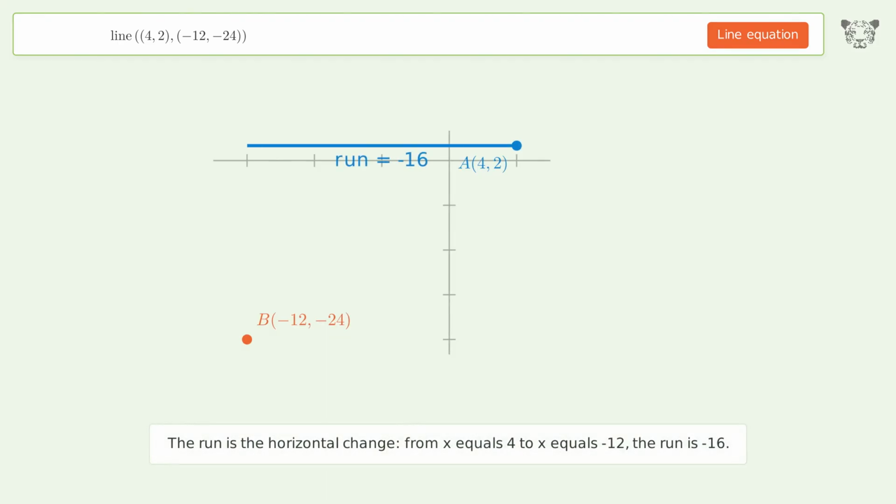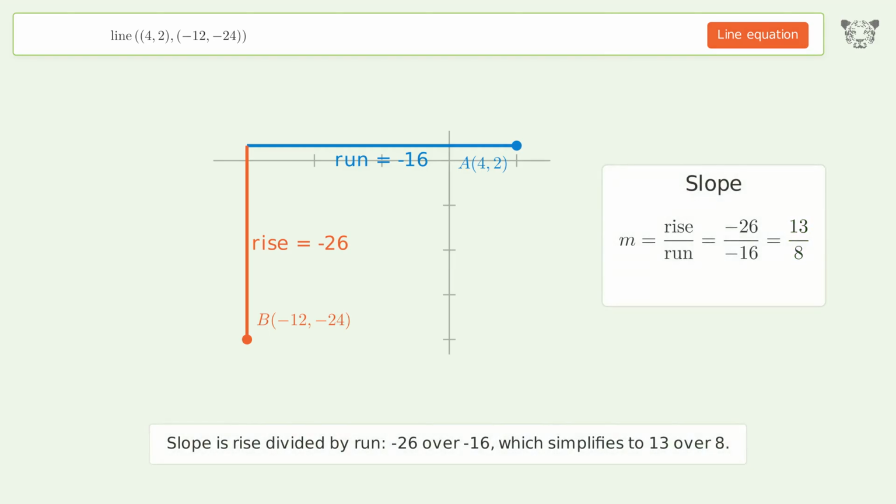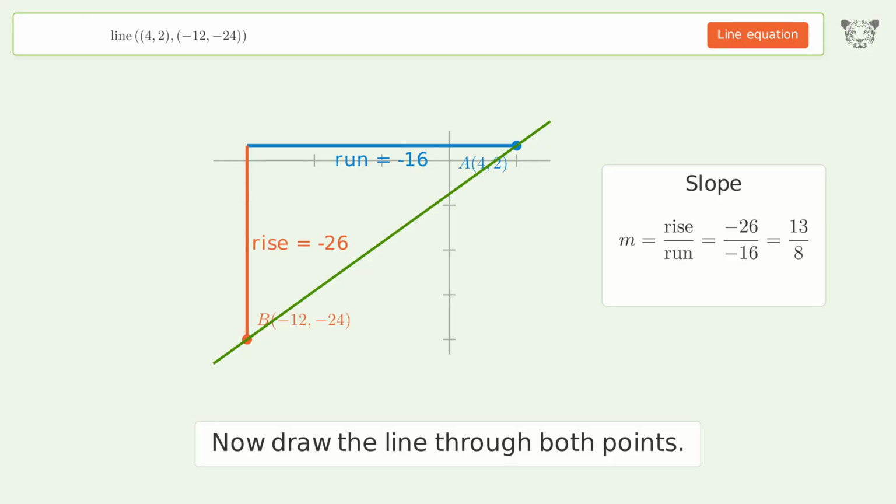The run is the horizontal change, from x equals 4 to x equals -12, the run is -16. The rise is the vertical change, from y equals 2 to y equals -24, the rise is -26. Slope is rise divided by run, -26 over -16, which simplifies to 13 over 8. Now draw the line through both points.